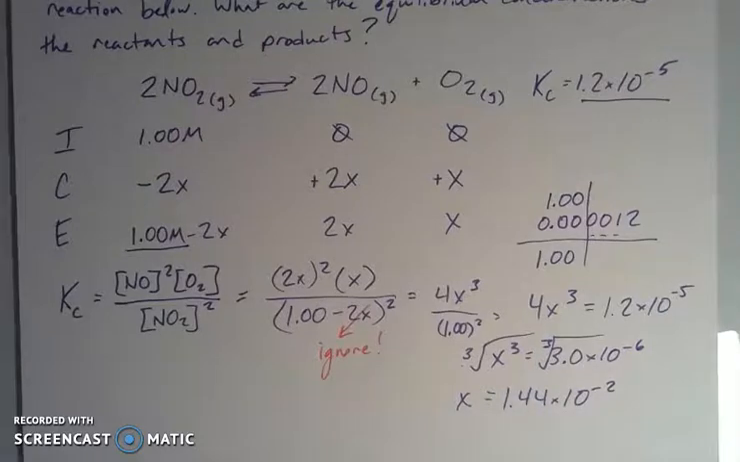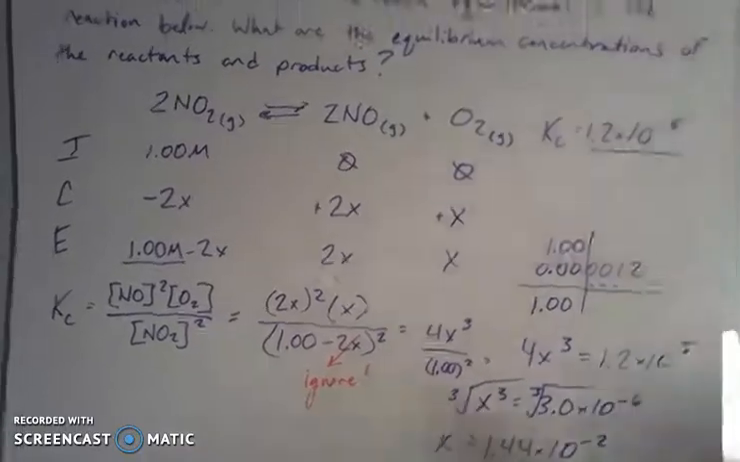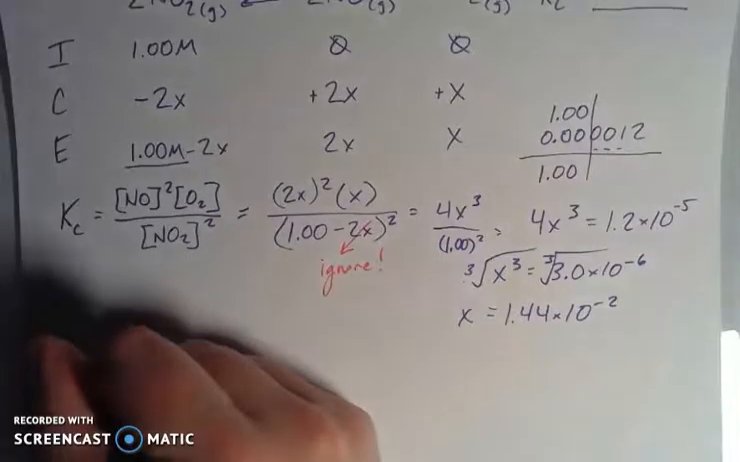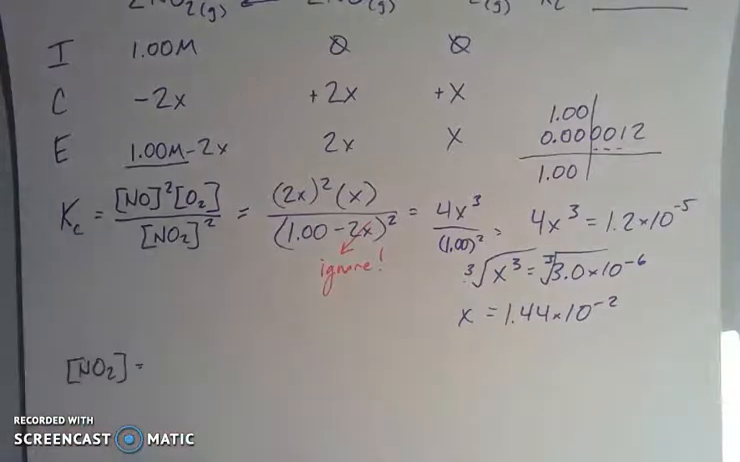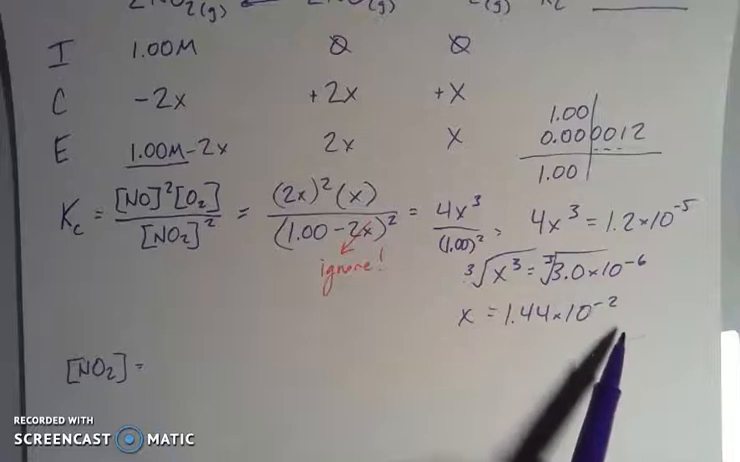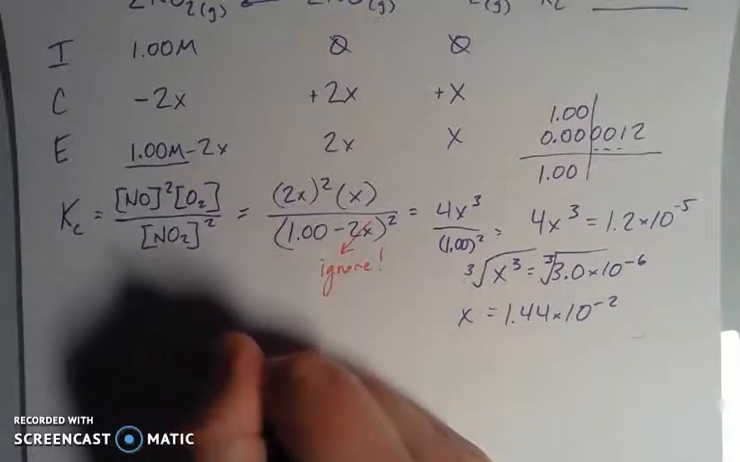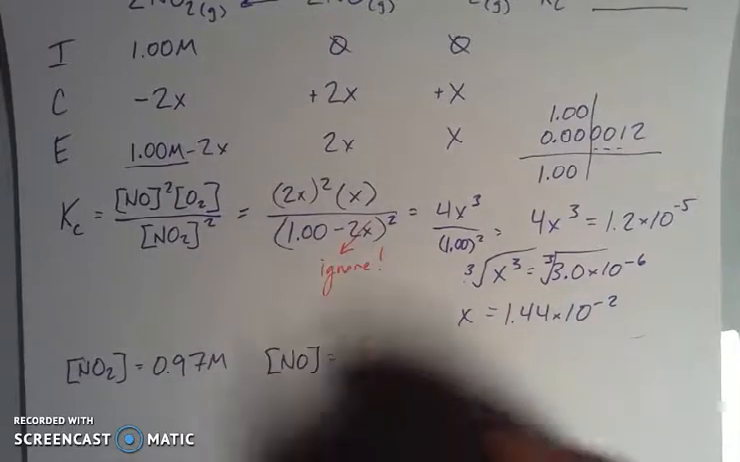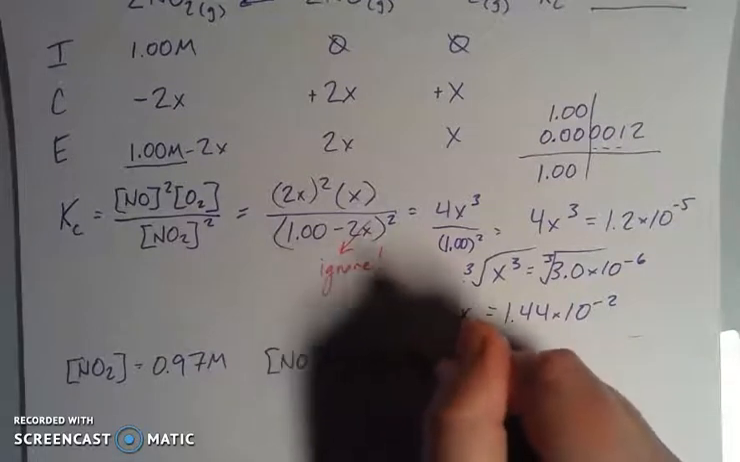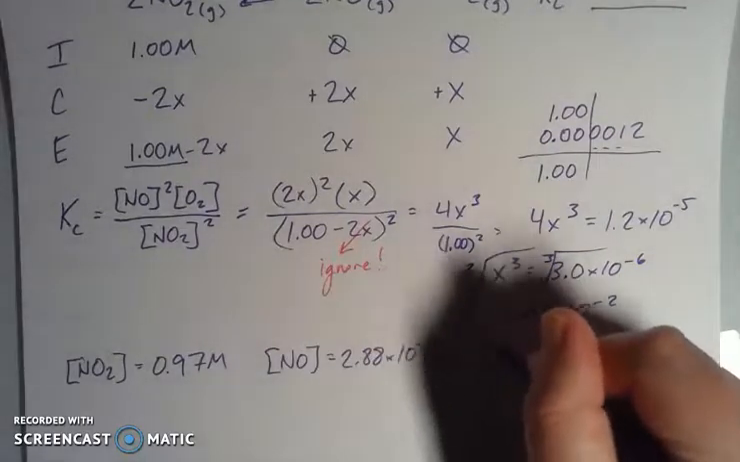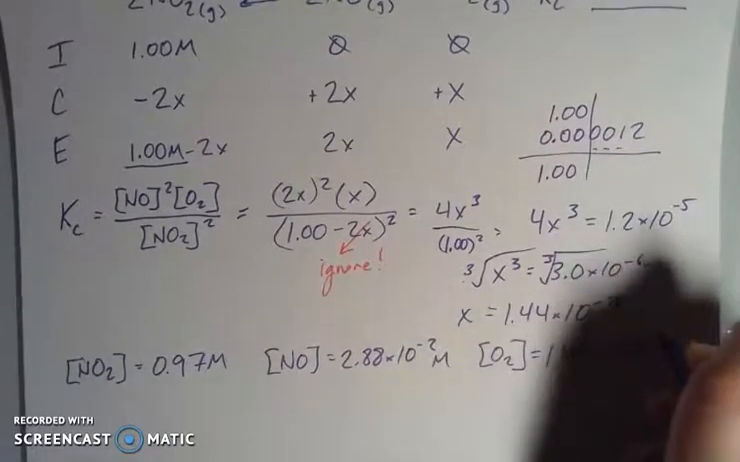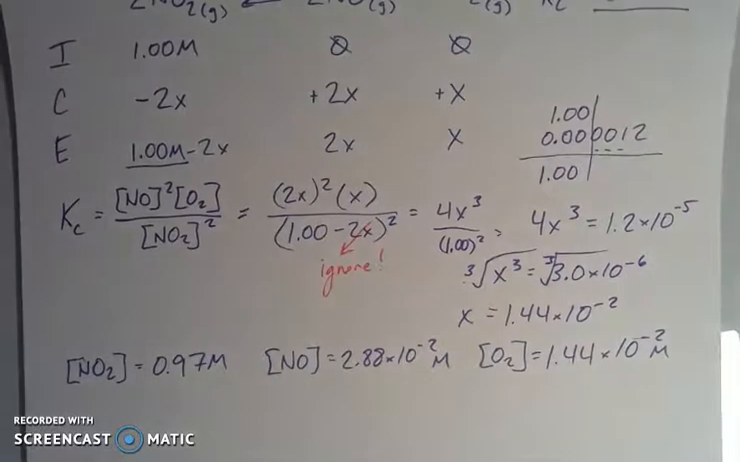Okay, so if that's my x, then to solve the problem that I'm given, which is what are the equilibrium concentrations of each of my reactants and products, then my reactant here, my nitrogen dioxide, is going to be that 1 molar minus 2 times this value here, which gives me 0.97 molar. My concentration of my nitrogen monoxide is going to be 2 times this, which is, of course, 2.88 times 10 to the negative 2 molar. And then my concentration of my oxygen is just going to be that amount. That was sort of what you solved for. That was X. Oxygen was your X.